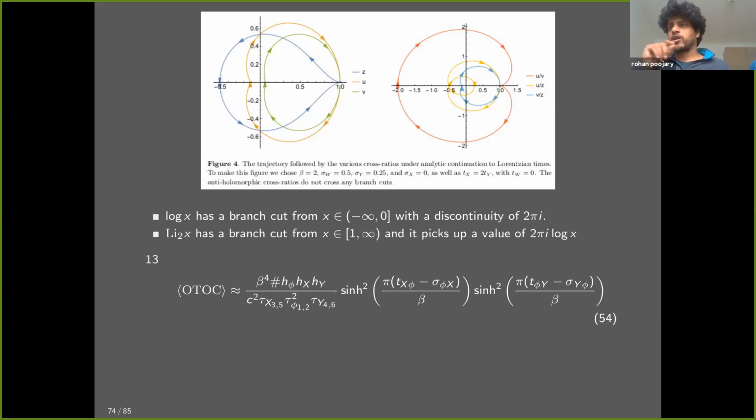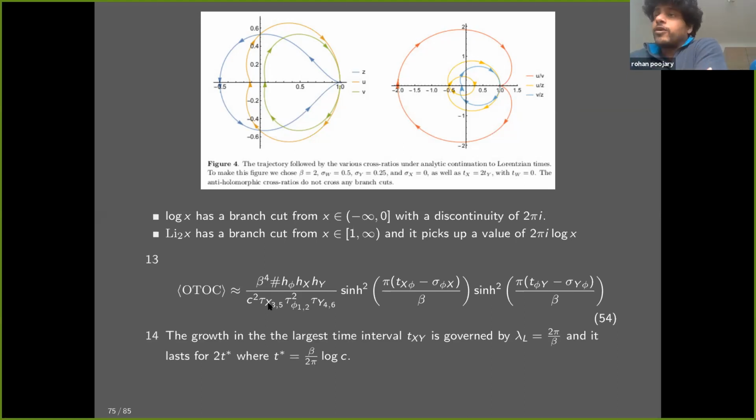Depending upon how your cross ratios tend to the Regge limit, they will cross this branch cut and their behavior will change. This will basically give you the exponential behavior once you map it to the thermal circle. So the out of time ordered correlation function basically behaves like this. And this is just the first subleading order, like 1 over c squared, and there is sinh, and the Euclidean times have been put in the denominator over here.